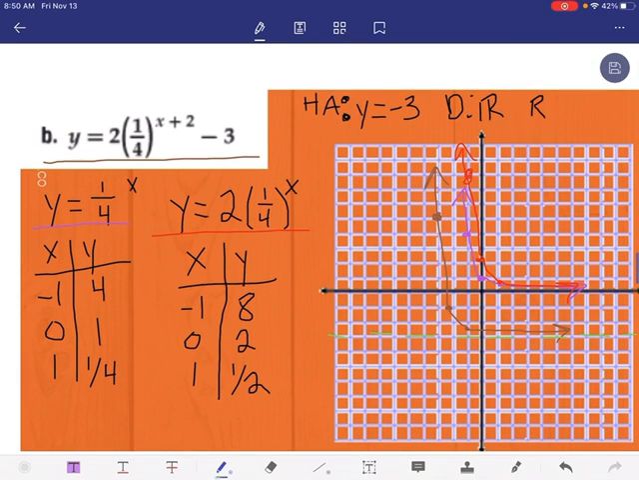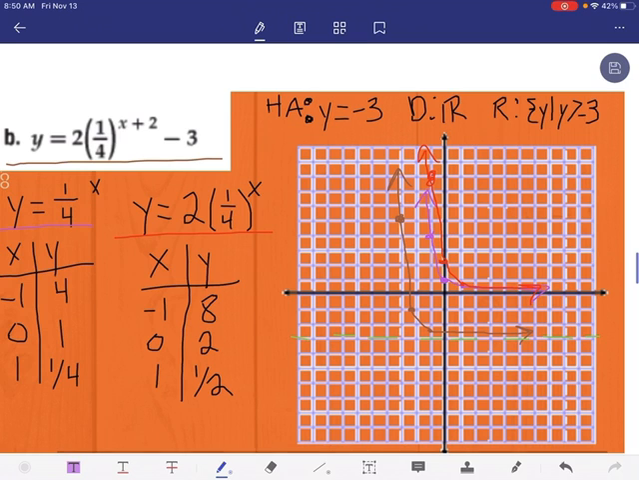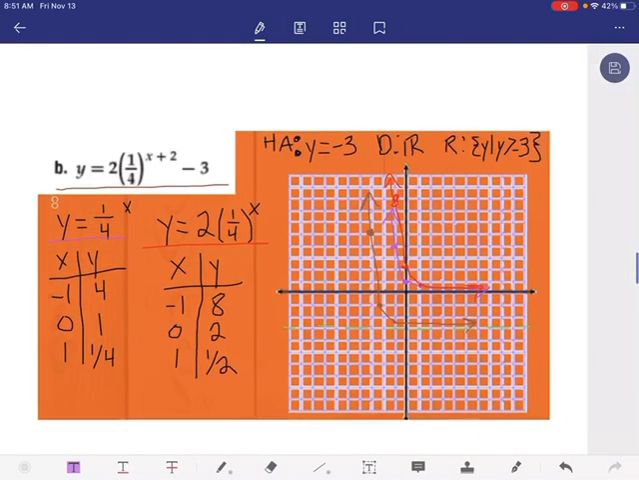our range is going to be y such that y is greater than -3. Since we didn't reflect it this time, it is greater than, but remember we can't put that equal to bar because it's an asymptote.